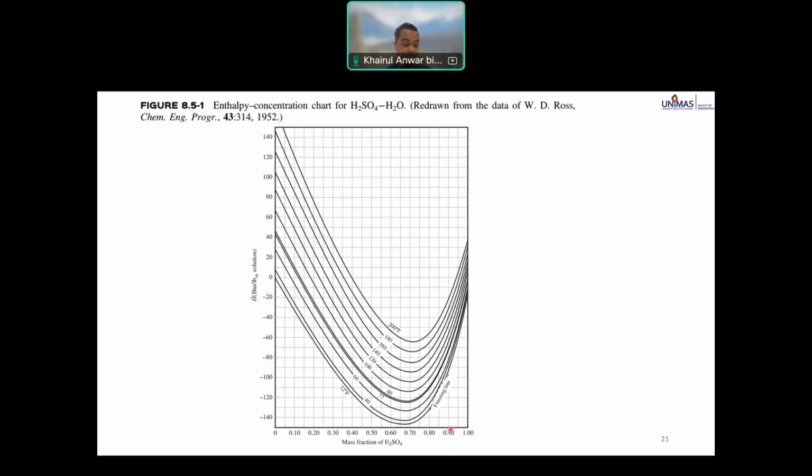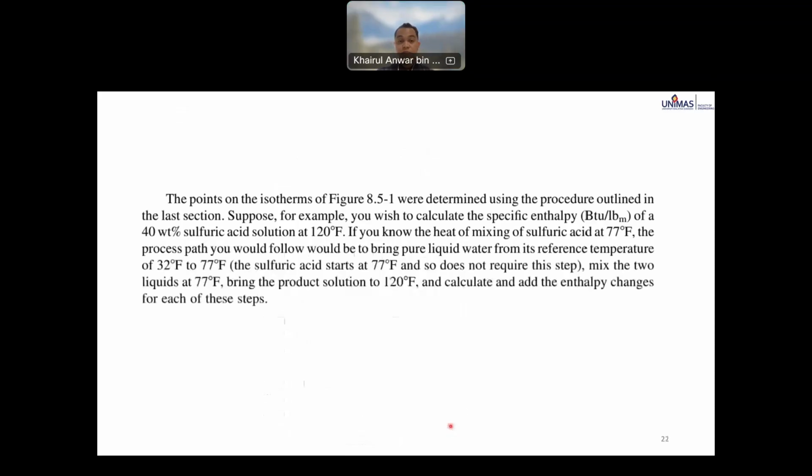So the points on the isotherm of Figure 8.5-1 were determined using the procedure outlined in the last section. Suppose, for example, you wish to calculate the specific enthalpy of a 40 weight percent sulfuric acid solution at 120 degrees Fahrenheit.